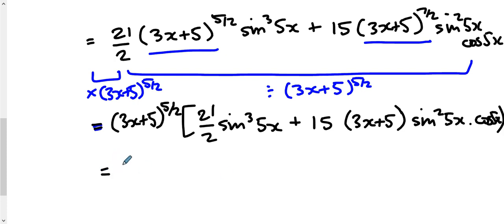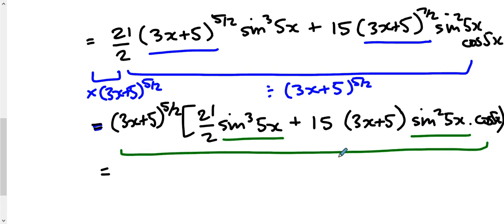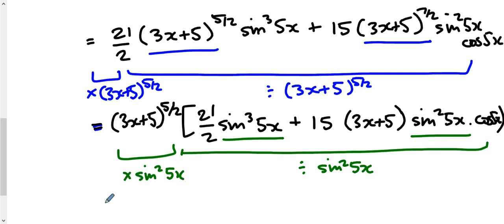Yes. So the next one I'm going to take out, I'll do some green here, is the sine. So there's sine cubed of 5x and sine squared of 5x, so we're going to take out the smaller of these two factors. I'm going to divide the whole lot by sine squared 5x, as long as I multiply by sine squared 5x to compensate. So that'll give me (3x plus 5) to the 5 over 2 times sine squared 5x.